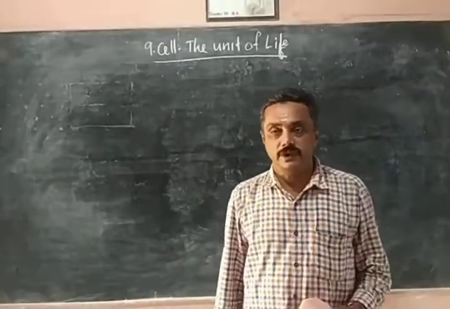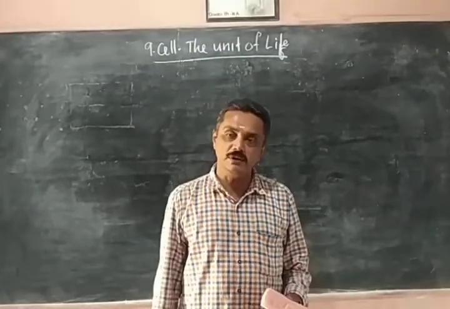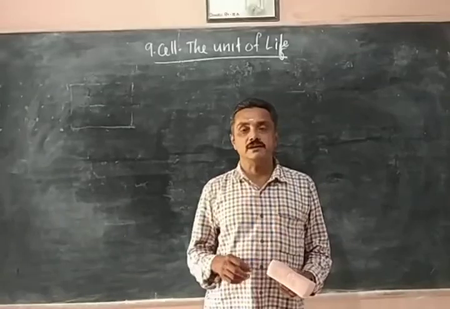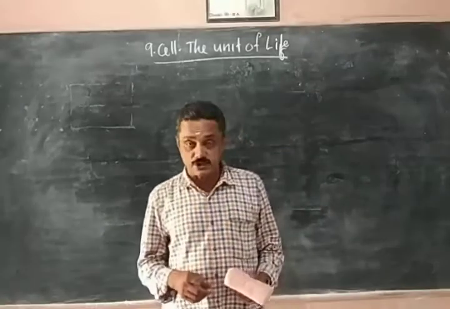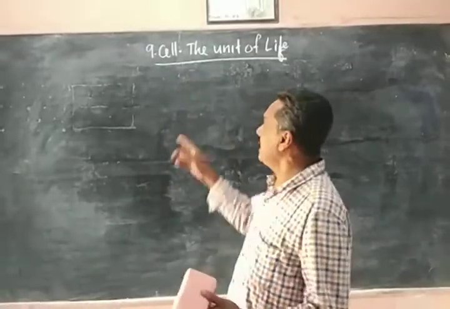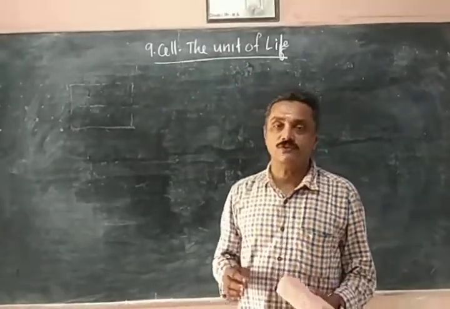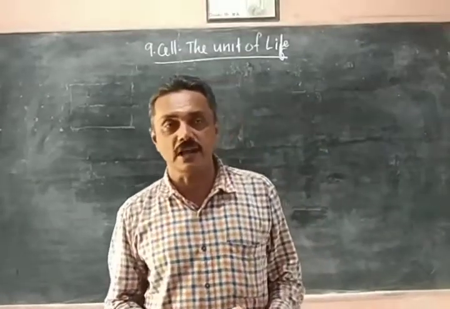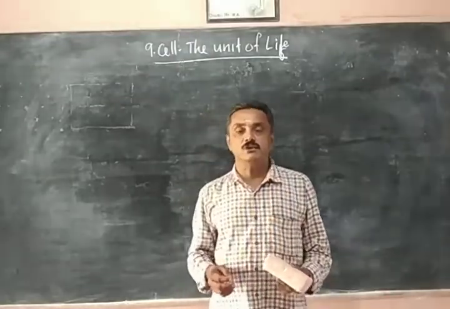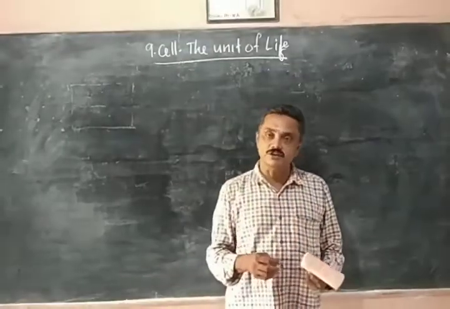In the last class we completed the chapter Anatomy of Angiosperms, and we are going to the next chapter related to cytology, structure of the cell. That is the 9th chapter, Cell: The Unit of Life, the detailed structure of the eukaryotic cell and prokaryotic cell. This chapter is related to cytology. You know the word cytology: the study of cell is called cytology.